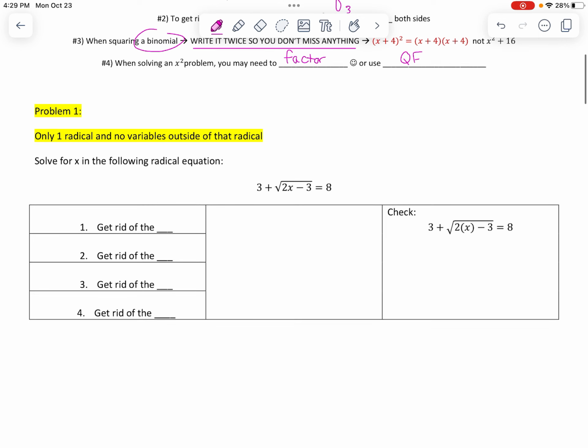Problem 1. I'm going to try to do these problem by problem for you, and then I'll stop the video and then go to the next problem. This one is only going to have one radical. You're not going to have any variables outside of that radical, which actually makes it a pretty easy problem. So the directions are solve for x in the following radical equation. So here's the radical, and it is an equation. So first thing we do is get rid of the 3. So we're going to subtract 3 from both sides. That's pretty basic, right? So that's going to leave us with 2x minus 3 stuck in a square root.